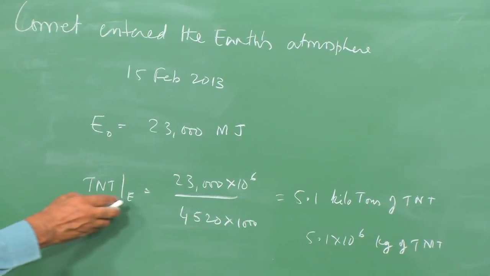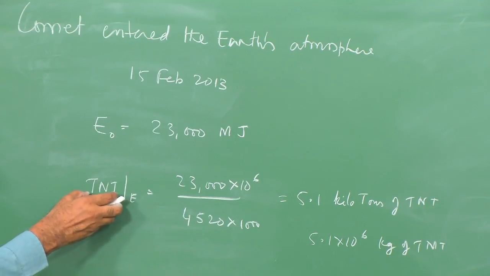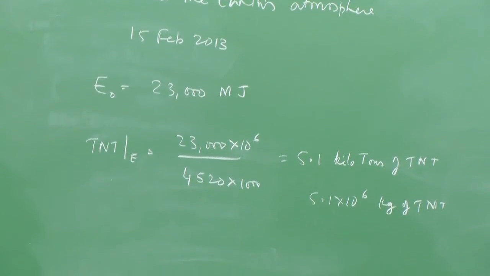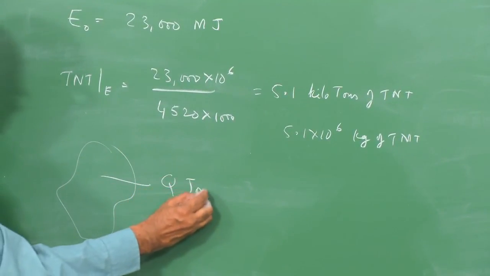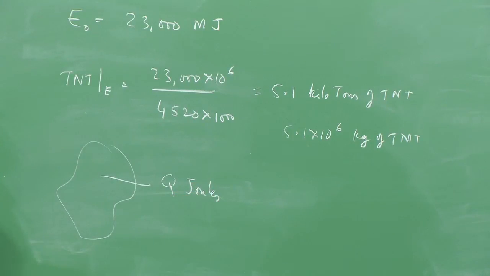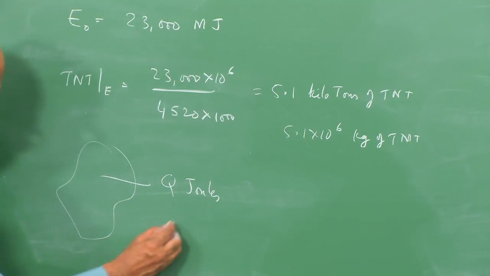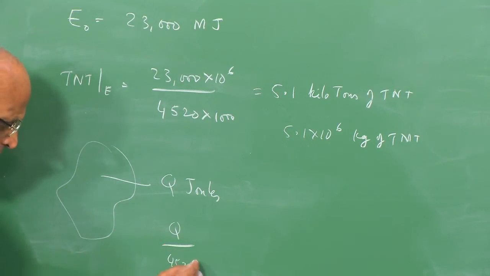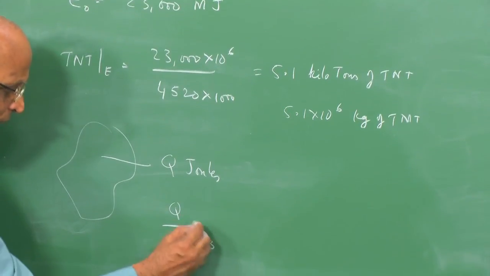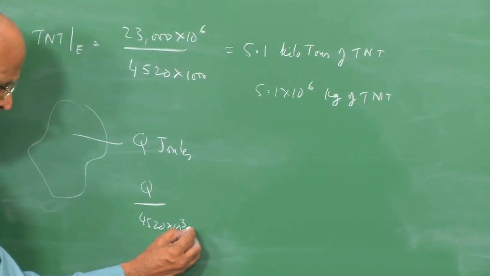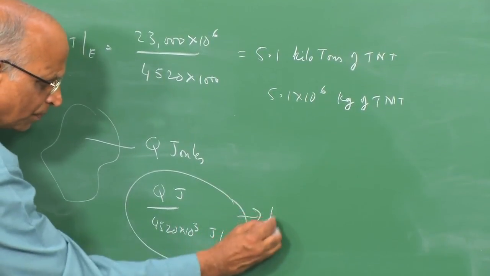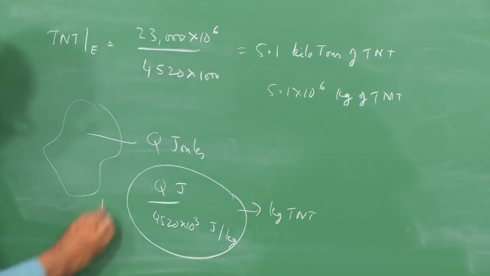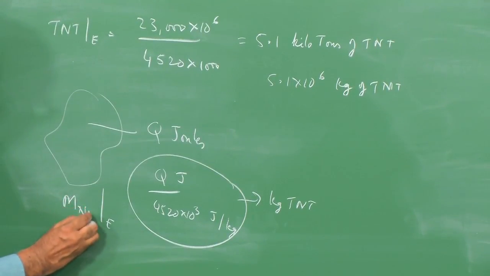Therefore, this is how you get, for an equivalent energy, what the value of TNT is. Like for instance, let us say some particular explosion gives you an energy, let us say q joules. Then the equivalent TNT for this particular energy is equal to q divided by 4520 into 10 to the power 3 joules per kilogram, and this gives me so much kilogram of TNT based on the energy equivalence, that is the mass of TNT based on the equivalent energy level.